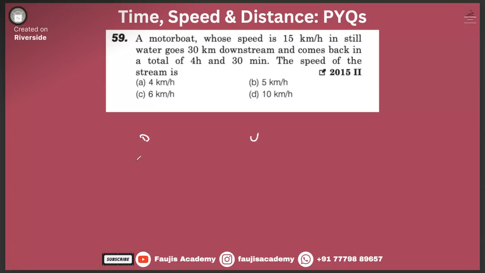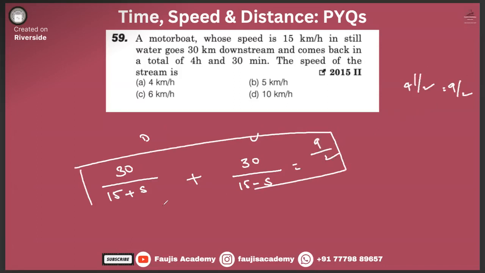Downstream, upstream. Okay. 30 kilometer downstream, timing will be 15 plus stream. Okay. 30 kilometer upstream will be 15 minus stream. The sum of these two is 4.5. Okay, 4.5. That means 9 by 2.